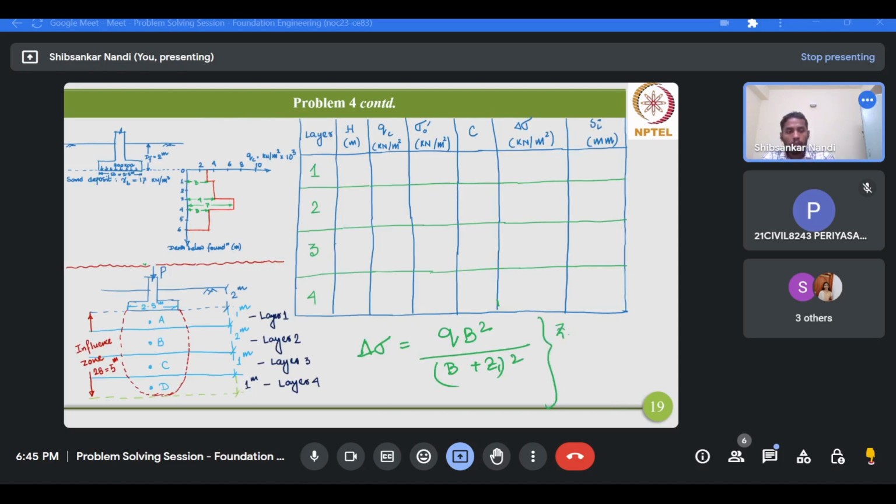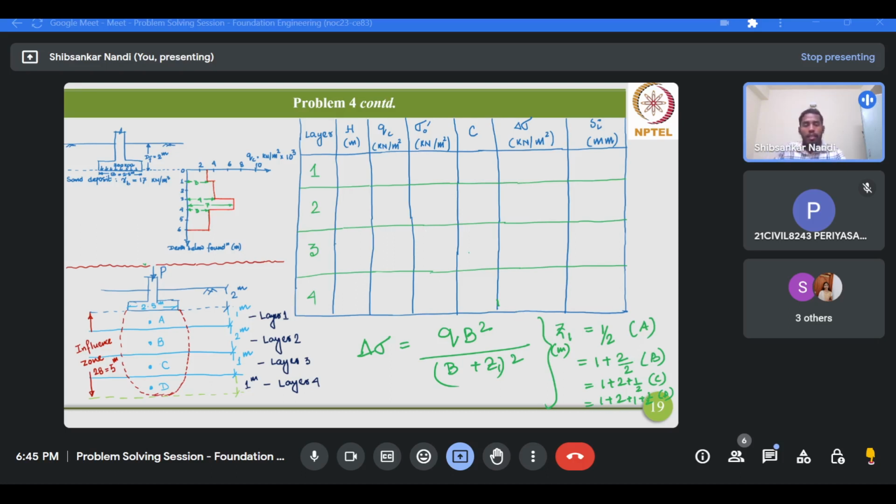So this z1 would be 0.5 meter, that means half, for point A, then 1 plus 2 by 2 for point B, again in meter, then 1 plus 2 plus half for point C, and 1 plus 2 plus 1 plus half for point D. So for point A it is 0.5 meter, point B it's 1 meter, point C it's 3.5, and point D it's 4.5.